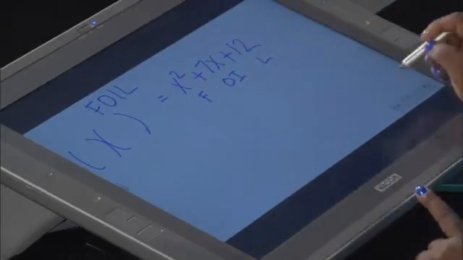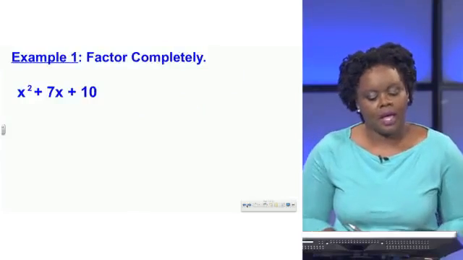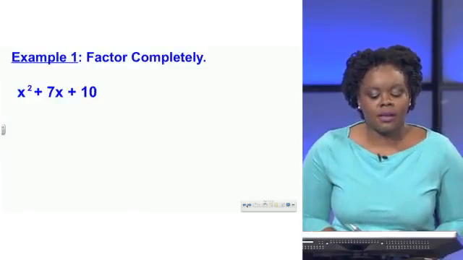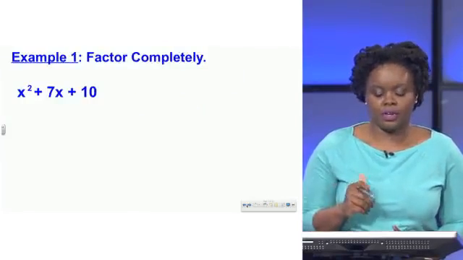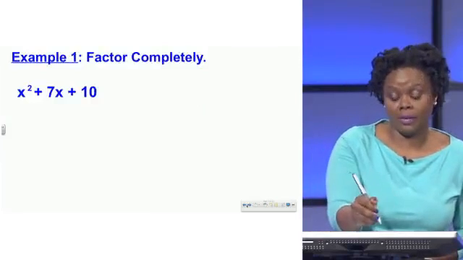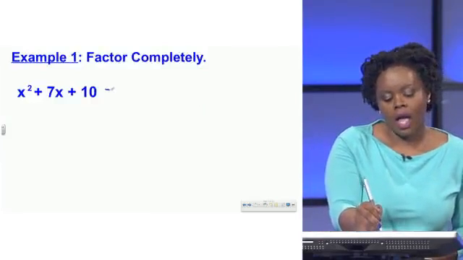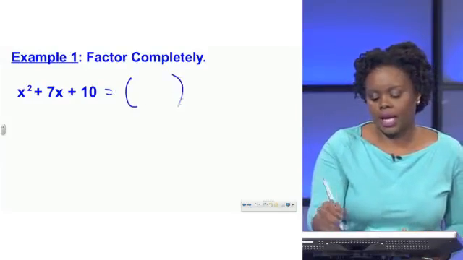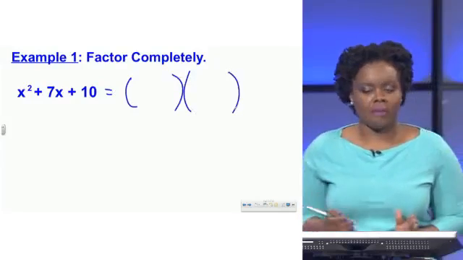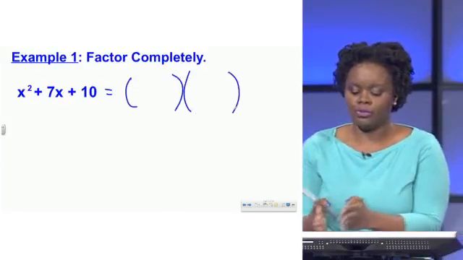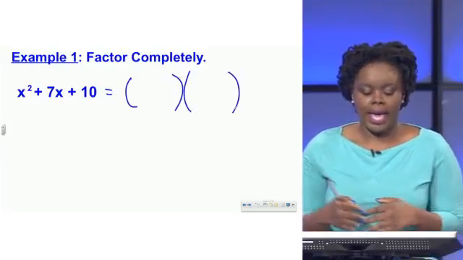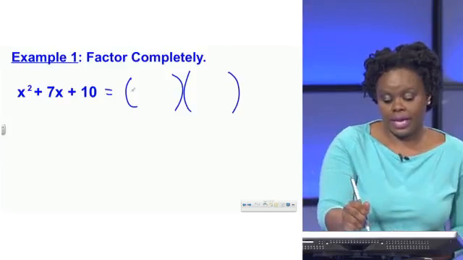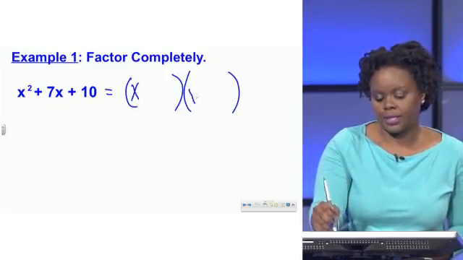I'm going to use a different example. I'm going to use x squared plus 7x plus 10 to figure out how we can factor this. To start with, we know that the answer is going to take that format. I'm going to have 2 sets of parentheses, and I know that there's going to be an x in this one and an x in that one.